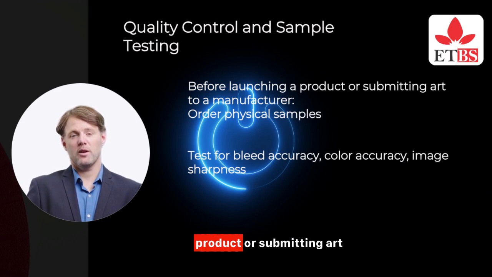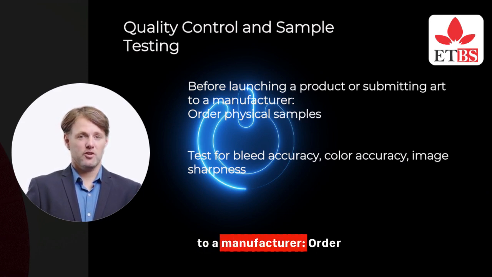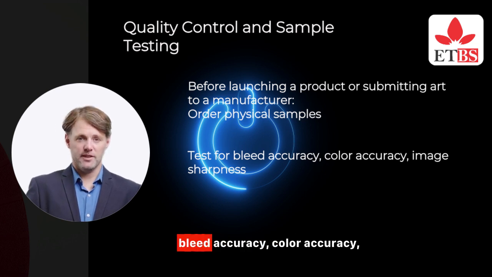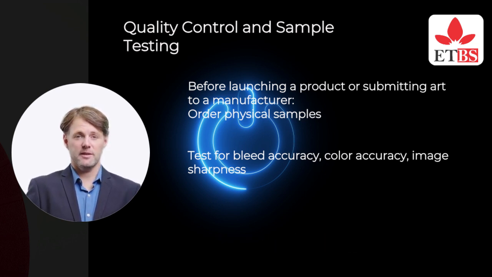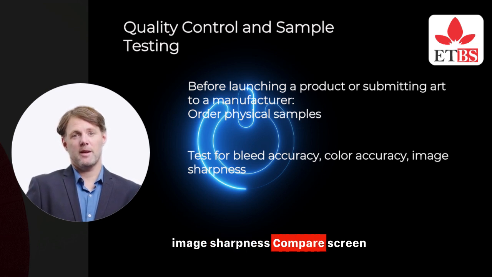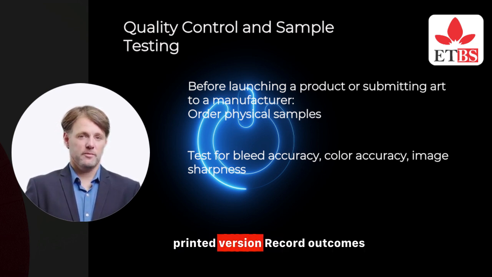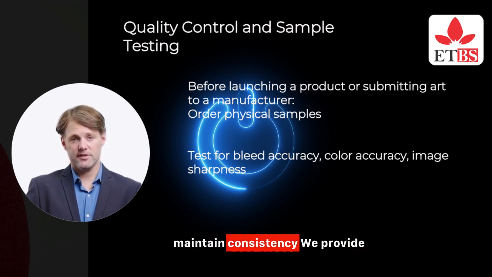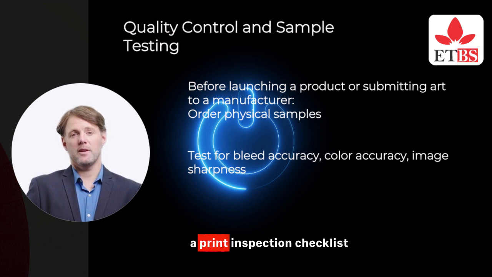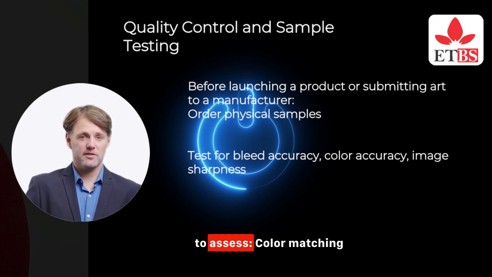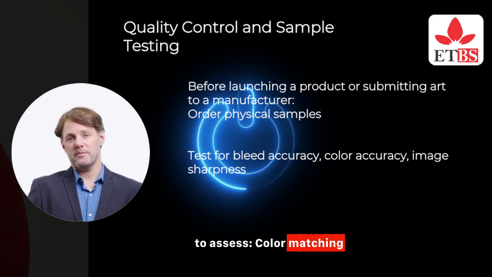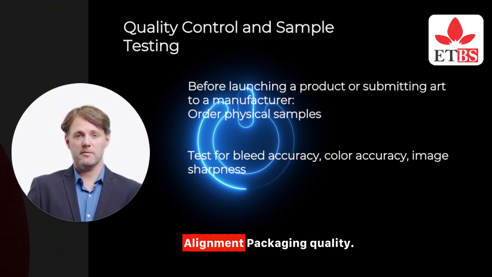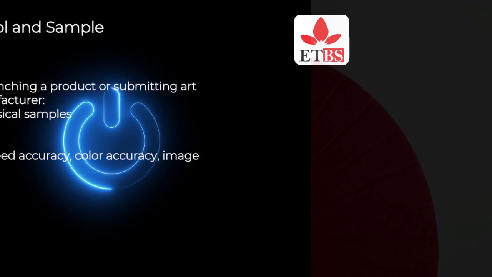Quality control and sample testing. Before launching a product or submitting art to a manufacturer, order physical samples. Test for bleed accuracy, color accuracy, and image sharpness. Compare screen versus printed version. Record outcomes and document which vendors maintain consistency. We provide a print inspection checklist to assess color matching, material durability, print sharpness, alignment, and packaging quality.